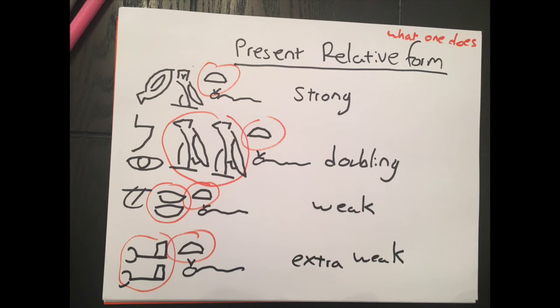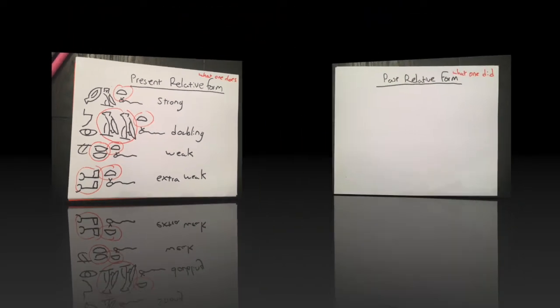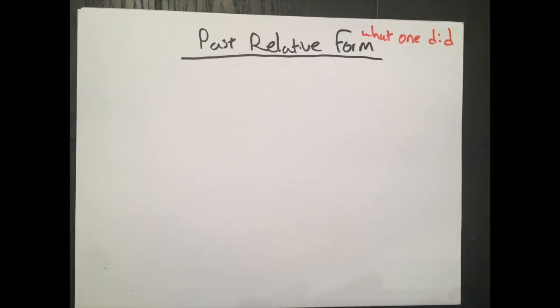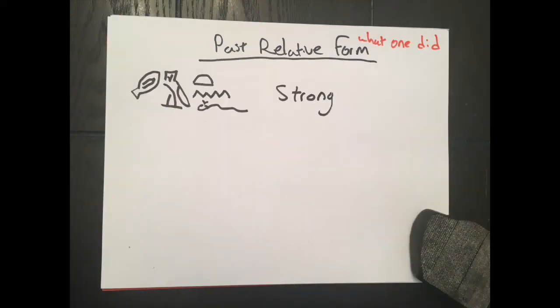So the relative and the participle in their present form both double, but what makes the relative form different from the participle form is the T that gets added. So doubling in every tense except strong. All right, now let's dive into the past relative form, which would translate to what someone did.